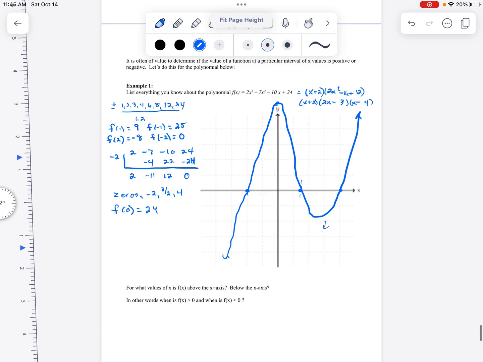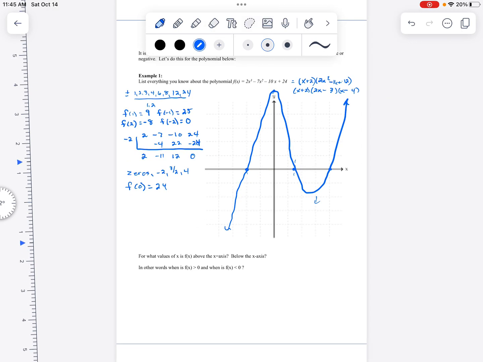Now looking at that, can we tell where is my polynomial positive? Well, here's my intervals again. This is negative 2. This is 3 halves. This is 4. It's positive from negative 2 to 3 halves, and from 4 to infinity, and it's negative from negative infinity to negative 2, and 3 halves to 4.